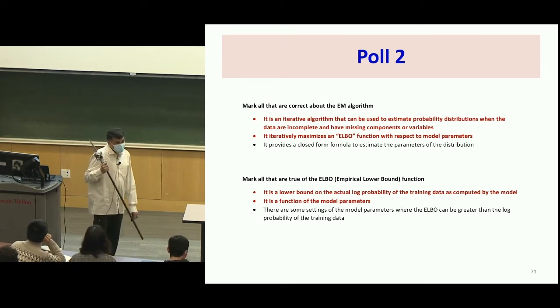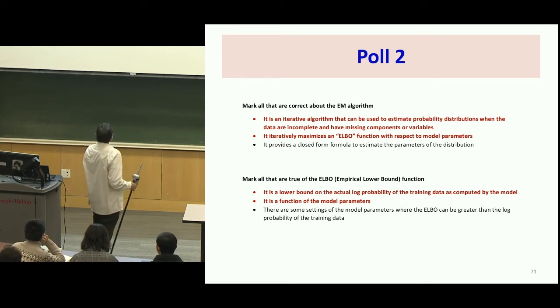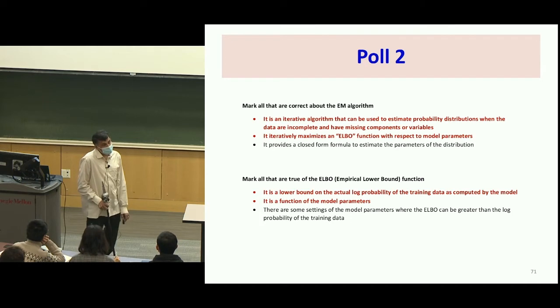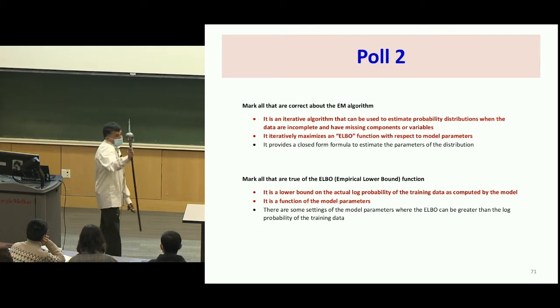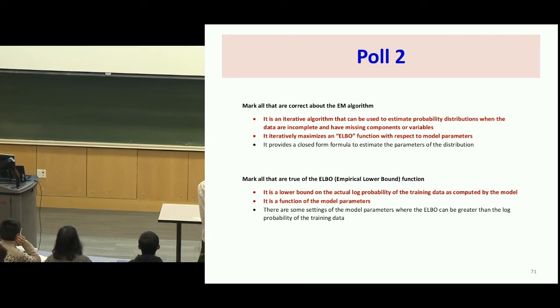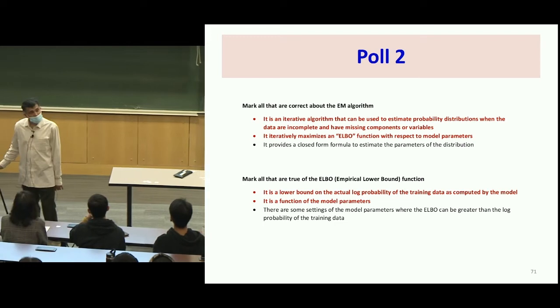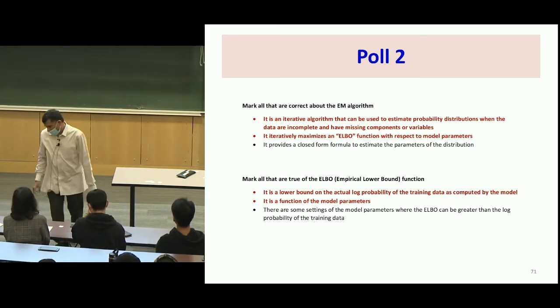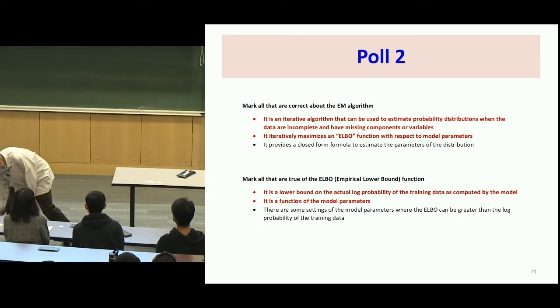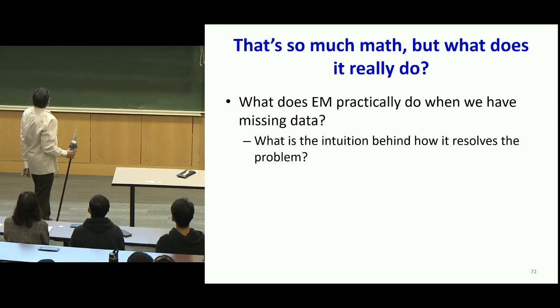So the EM algorithm, as we just saw, is an iterative algorithm that can be used to estimate probability distributions when the data are incomplete. It iteratively maximizes an ELBO function. It does not provide you a closed form formula. It's an iterative algorithm. Also, the ELBO is a lower bound on the actual probability. It's also a function of model parameters. As we just saw, it's a function of theta. The other statement is not true. So so much for math.